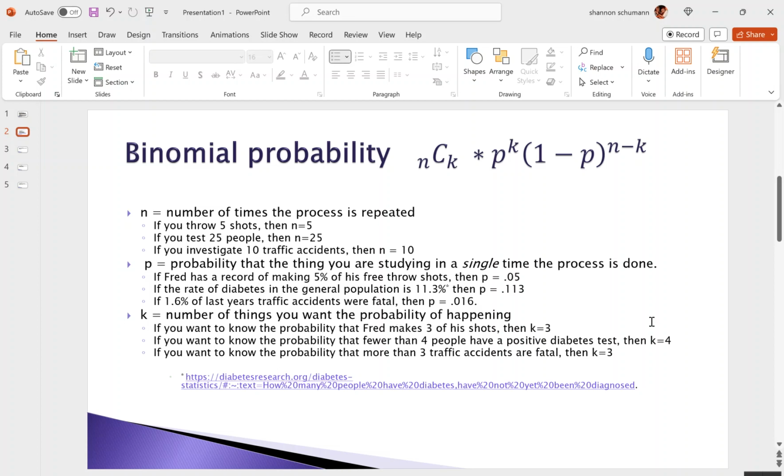And then k is the number of things that you want the probability of happening, or the thing that you're studying. This is worded very well. So if we're looking at the probability that Fred makes 3 of his shots, the k is the thing that you're looking at, that's 3. The probability that fewer than 4 people have a positive diabetes test, then k is 4. The probability that more than 3 accidents are fatal, then k would be 3. That's the thing you want the probability of.